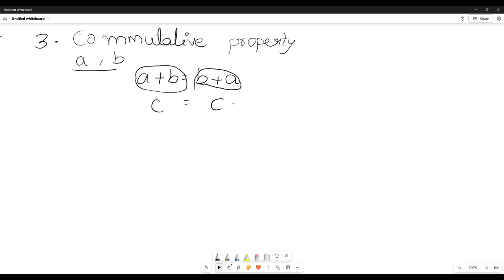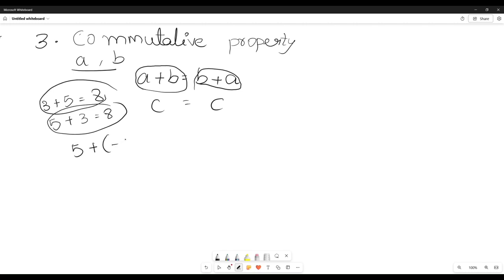Let's see an example. 3 plus 5, it is 8. For commutative property, it has to satisfy that 5 plus 3 is also 8. It satisfies the equation. Let's see for integers, right? We are talking about integers. 5 plus minus 6 we are doing. So plus into minus we get minus. 5 minus 6 we get the answer minus 1 because 6 is the bigger number.